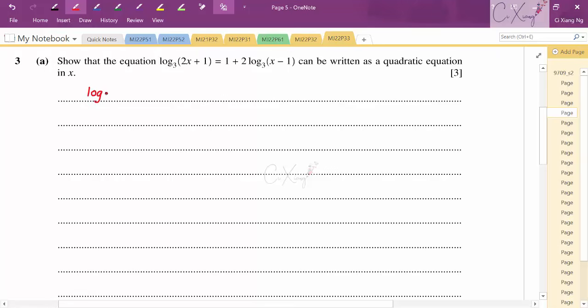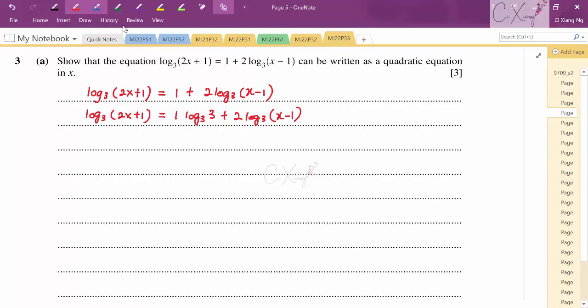We have log with base 3. Before I can cancel off the log base 3, basically I need to ensure that all the terms here have the same base. So the 1, I also need to change into a log function with base 3 as well. So for 1, I can write it as 1 times log base 3 of 3, then plus 2 log base 3 of x minus 1.